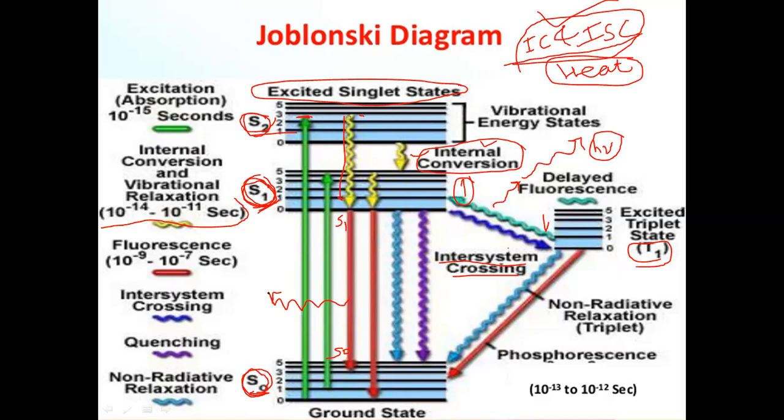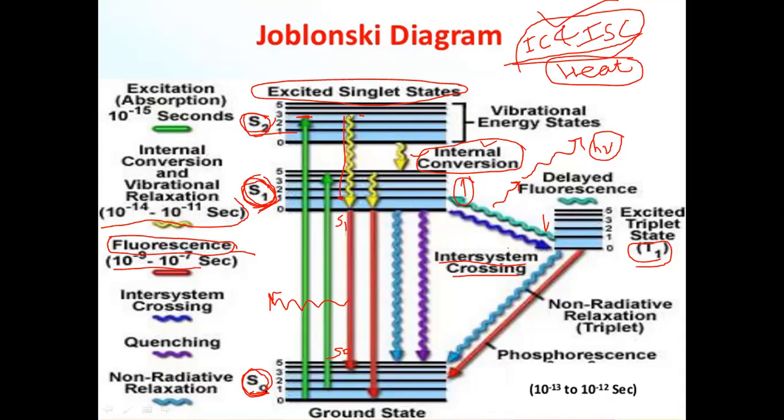The light that comes out here is called fluorescence. You can understand this is fluorescence. This fluorescence comes from the excited state to the ground state. The time required is 10 to the power minus 9 to 10 to the power minus 7 seconds. Okay, it means it very quickly comes from the excited energy level to the ground state energy level.